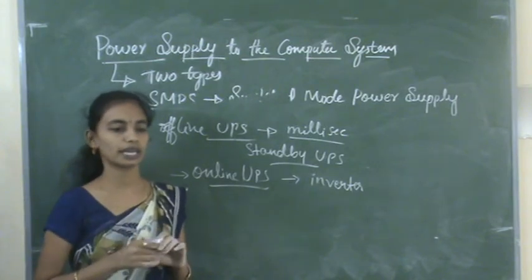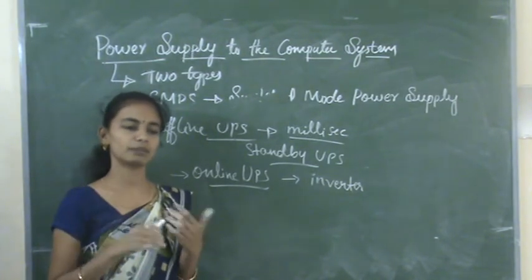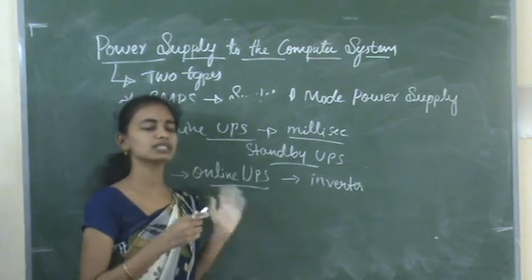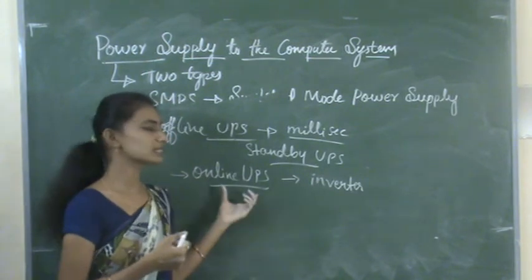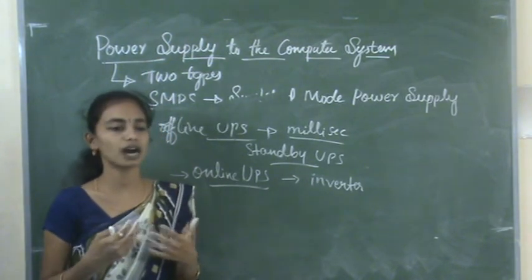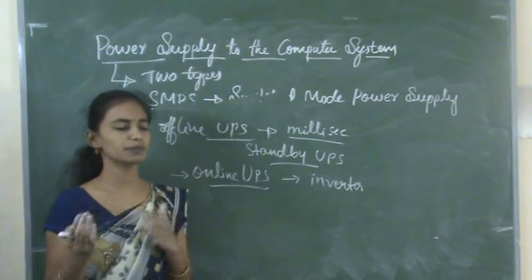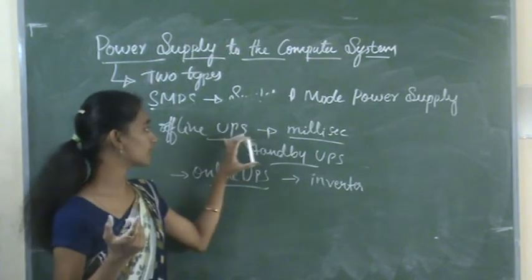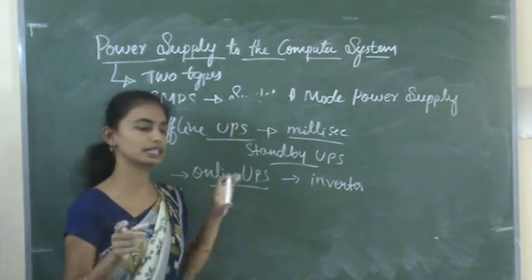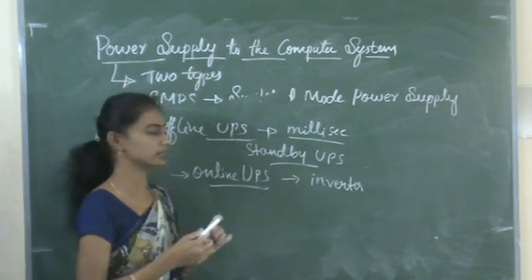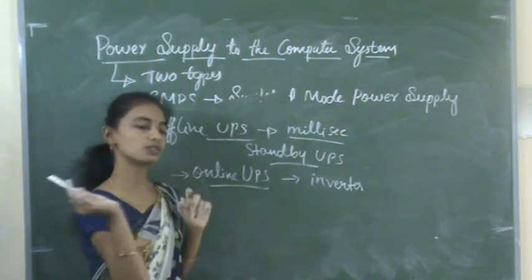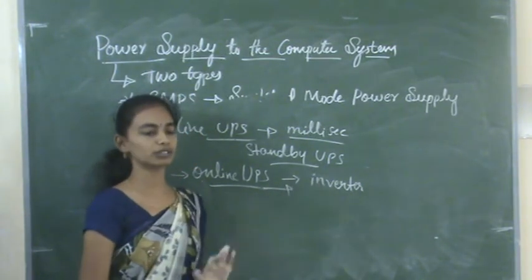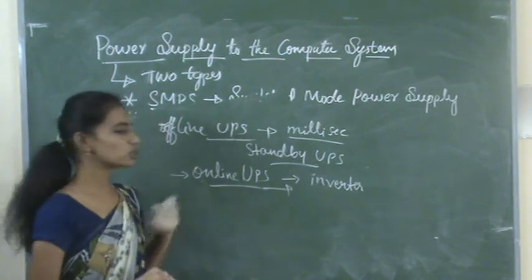supply is also there. Even when the normal power supply is there, the UPS will supply the power with the help of the inverter. In this there is no power loss between the system and the inverter. In offline, when we don't get the power supply, we activate the battery. But in online UPS, even when the normal power supply is there, it will supply power to the systems. So that is about online UPS.